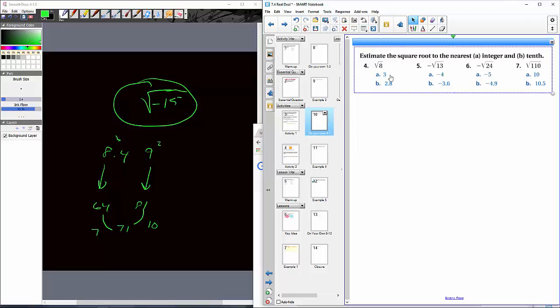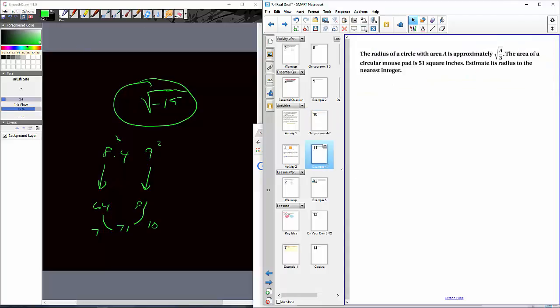Just take a look at these for a second. I have negative 3.6. This one here is close to 25, so negative 5, but it's really close. That's why I'm saying negative 4.9. This one here is really close to 110, because 10 times 10 is 100, or 11, which is 121, right? So it's in between those two, and it looks like it's right in the middle, so that's why it's 10.5.